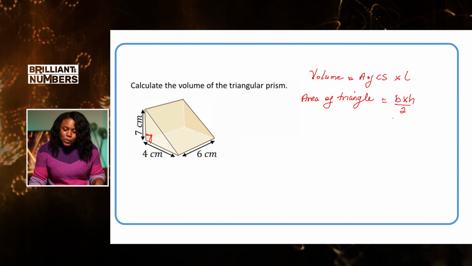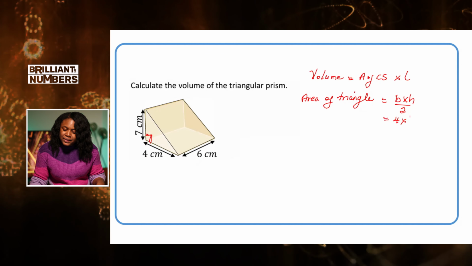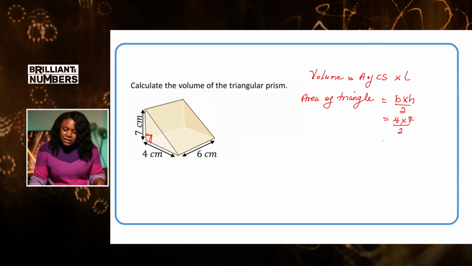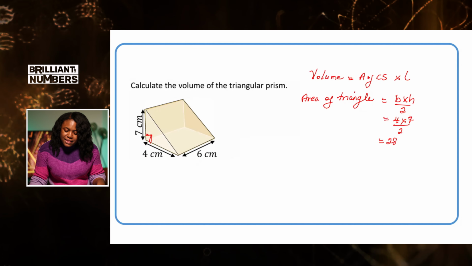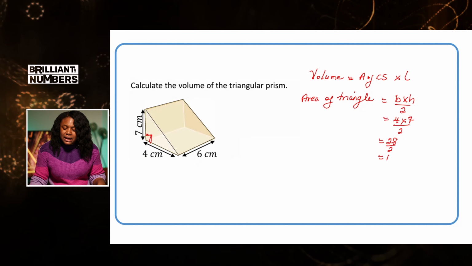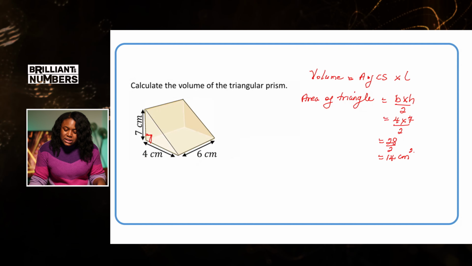So if you look here, you can see the right angle. My base is 4, so it's going to be 4 multiplied by my height, which is 7. And then I need to divide that by 2. So 4 times 7 gives me 28. And then I need to half that. So half of 2 is 1 and half of 8 is 4. So therefore we get 14.